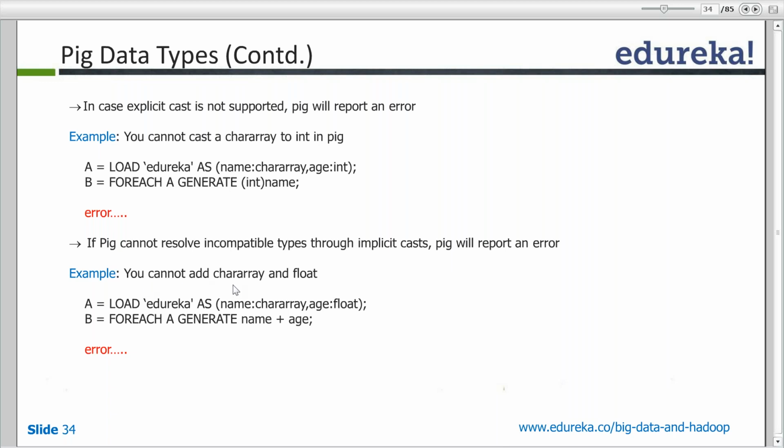Another case, you cannot add char array and float. So let's say I'm loading a file with two fields, name and age, with the schema being char array and float respectively, and I'm trying to add these up. Right? Java does not support adding a string and an integer, right? It will give an error.